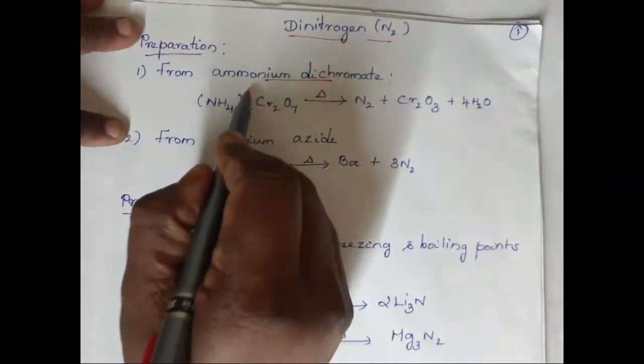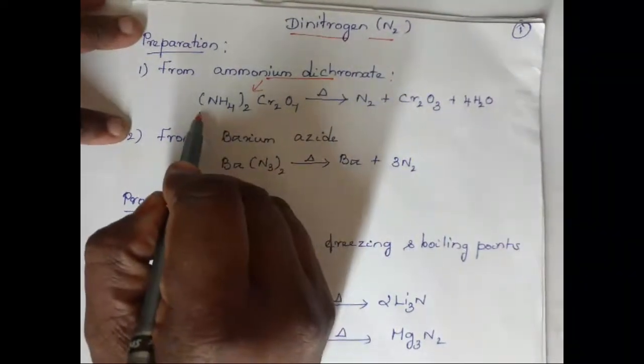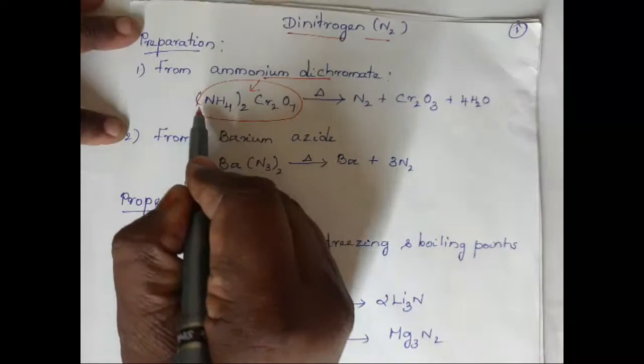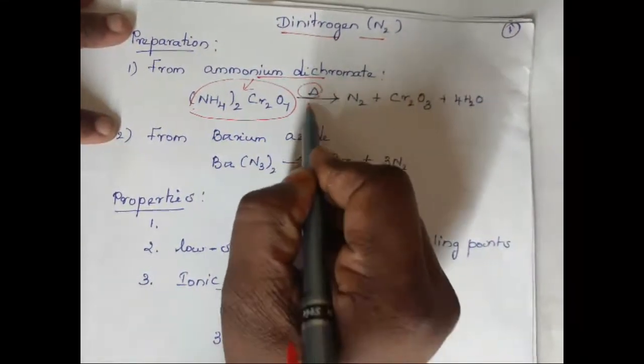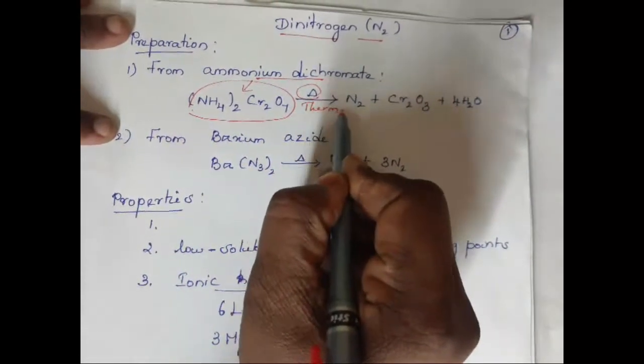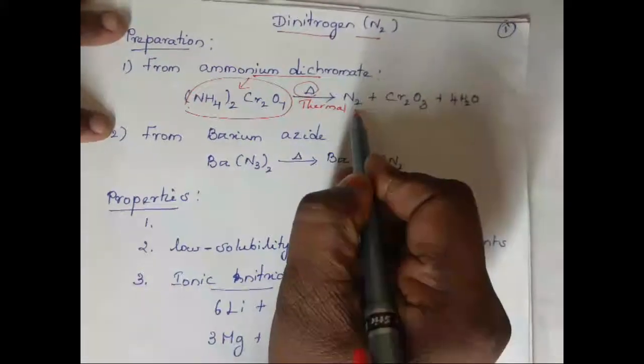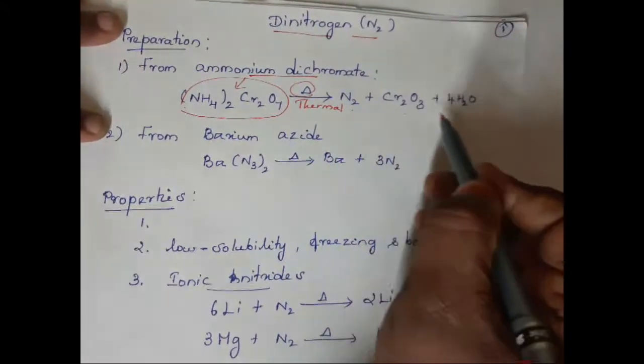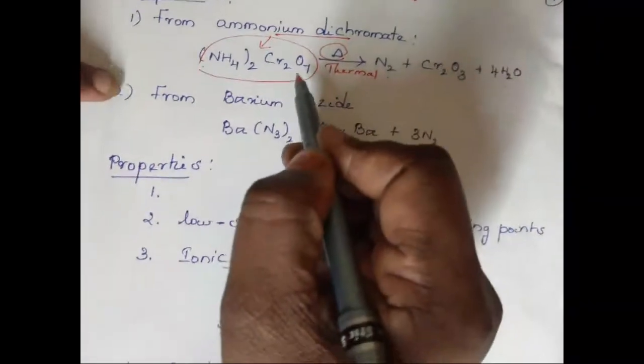The formula for ammonium dichromate is (NH4)2Cr2O7. This undergoes thermal decomposition to form nitrogen, Cr2O3 and water molecules.